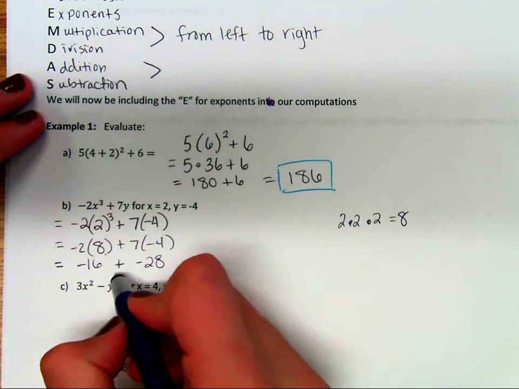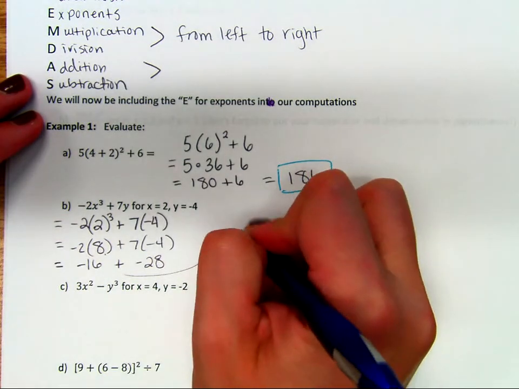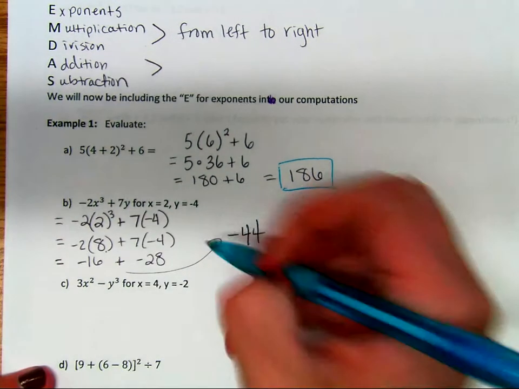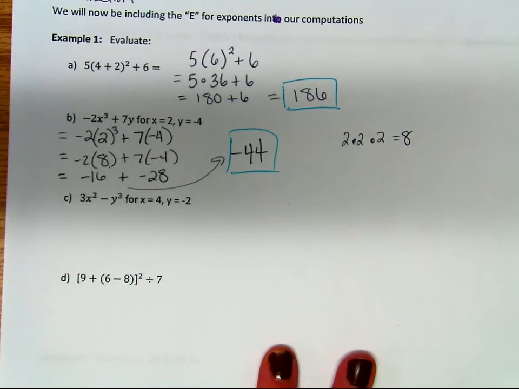And now I just have an addition problem. Negative 16 plus negative 28 is negative 44. And I have evaluated. Let's do some more.